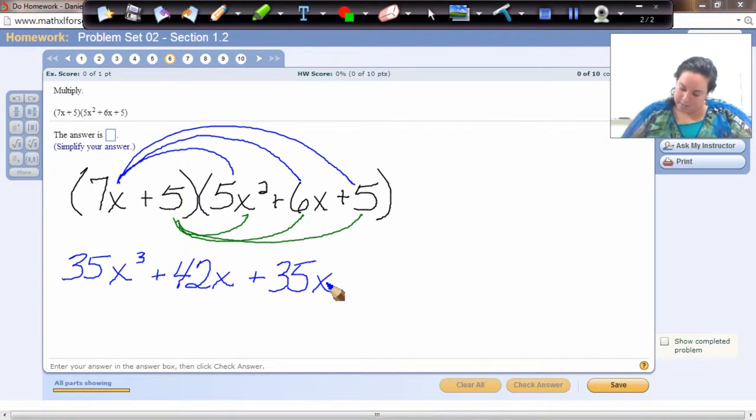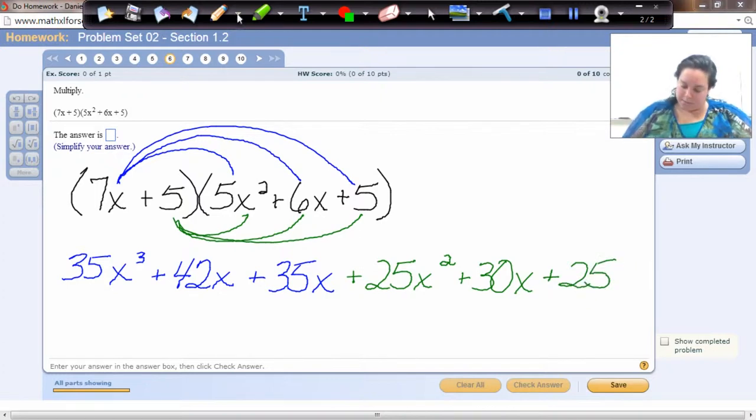And then we're going to do the same thing with the other one, 5 times 5x squared. So just multiply the two numbers and get 25x squared. 5 times 6x. And 5 times 5. Now we're going to hunt for some like terms. Do we have any like terms? I'm sorry, I'm missing a squared. This should be x squared because it was 7x times 6x, so that's x times x. We add the exponents.